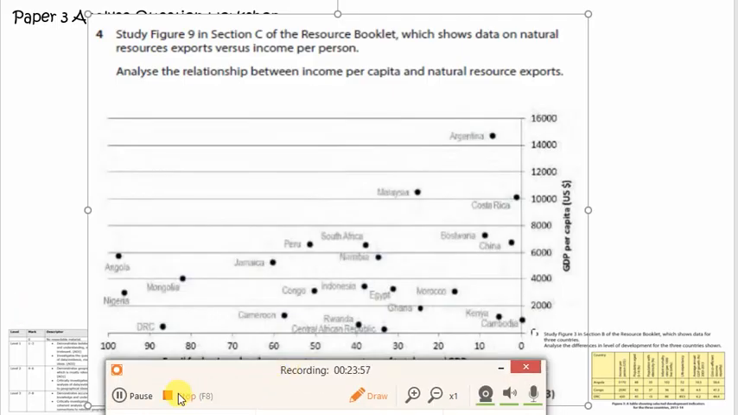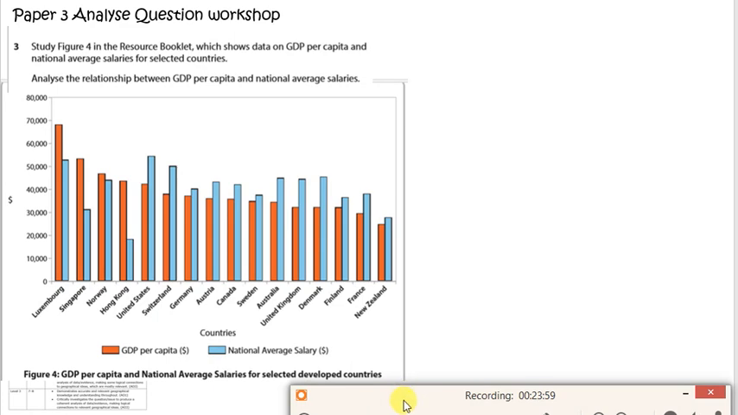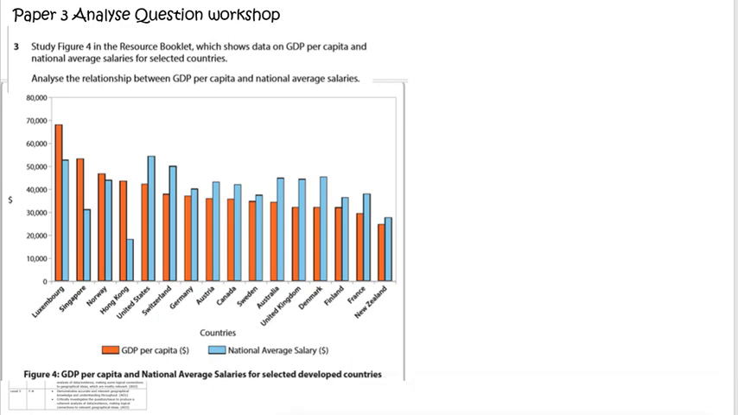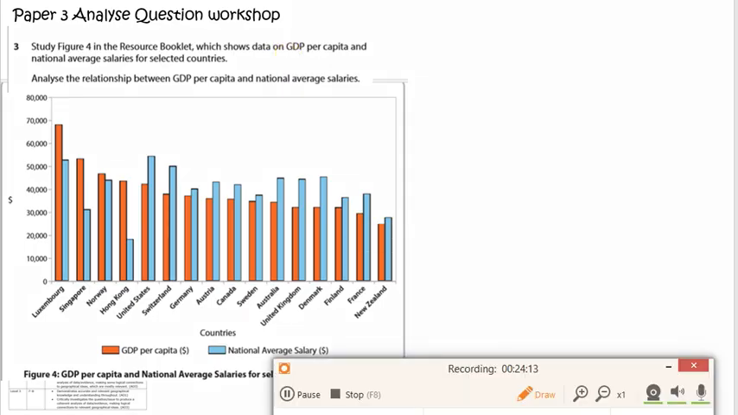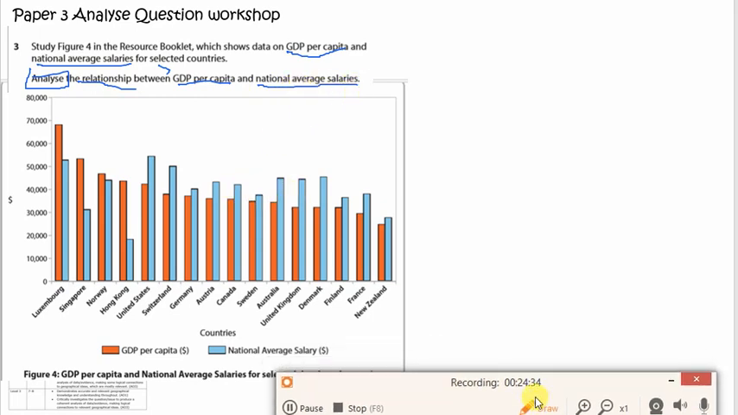Next one. Right, this was in your paper 3 exam. So, study figure 4 in the resource booklet. It shows GDP per capita and national average salaries for selected countries. Again, I'm going to get my brain chewed into the source. I'm going to scribble all over this. Analyse the relationship between GDP per capita and national average salaries. All right then.